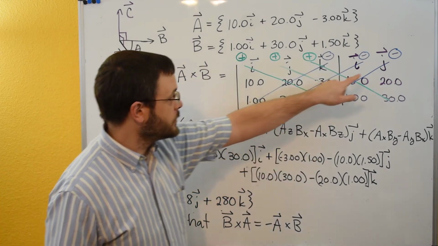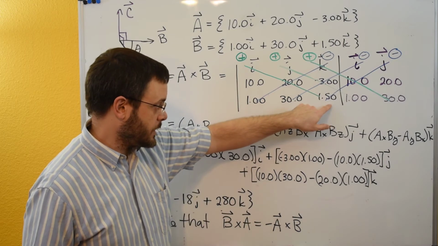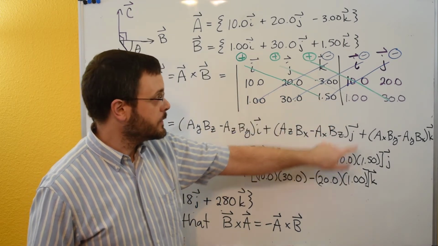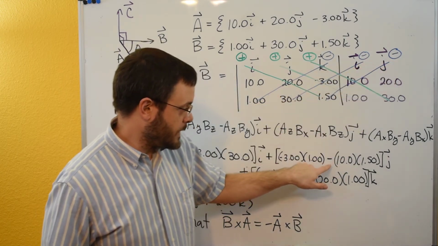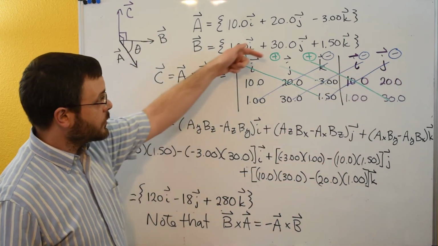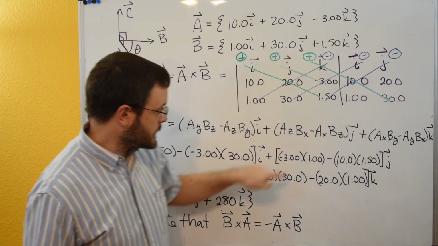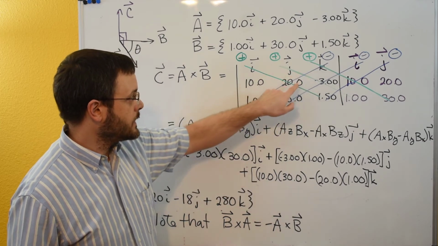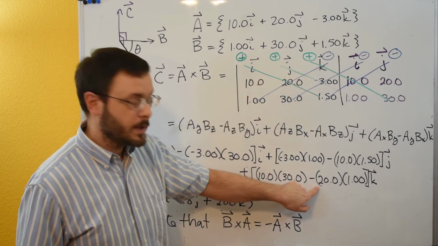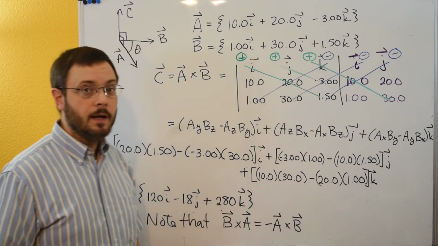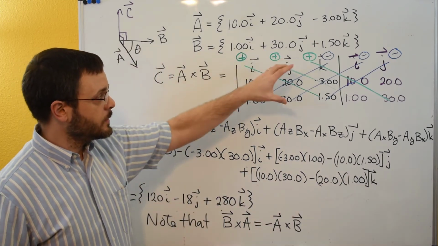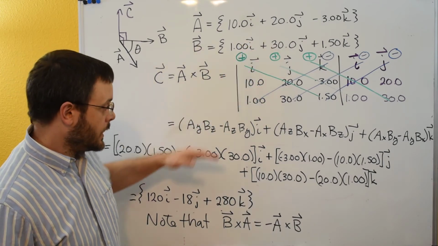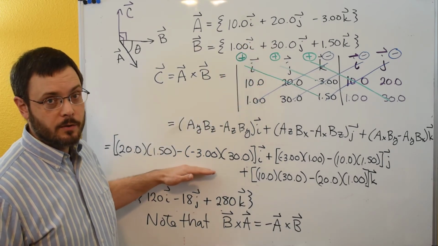Then we have the other j, which is j times 10 times 1.5. So this is our j times 10 times 1.5. This is a minus, so we have a minus in front of that term. And then for our k's, we have k times 10 times 30. There's that one. And then we have minus k times 20 times 1. So there's minus 20 times 1 times k. So you can see how doing this determinant this way, looking at the diagonals, and again a minor expansion would also work, would give you this equation down here.